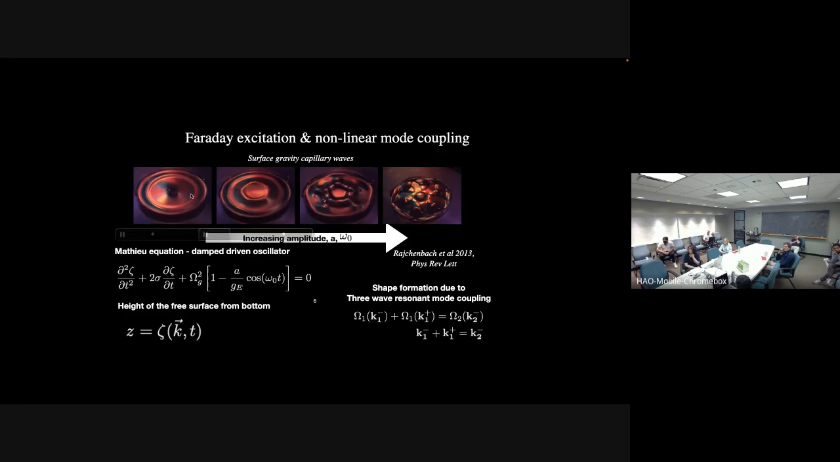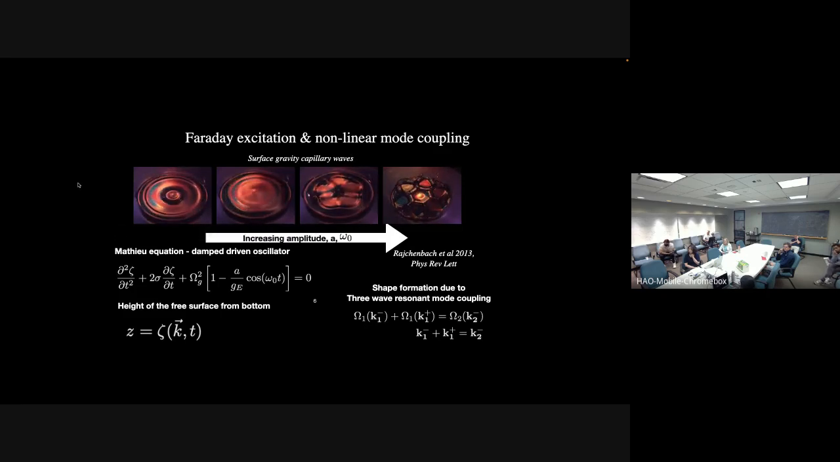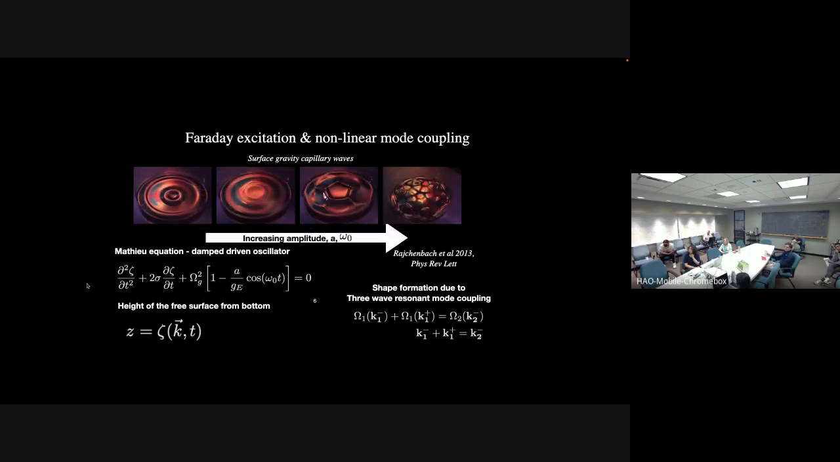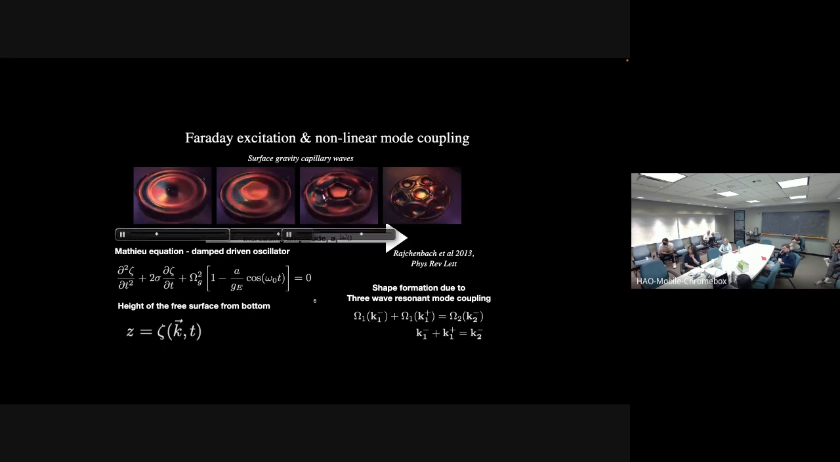And then the fluid starts vibrating because of what are known as surface gravity capillary waves. Those are excited in the fluid. This kind of behavior can be mathematically expressed in terms of what is known as the Mathieu equation, which is a general equation for a damped driven oscillator. So that's also a parametric equation, where zeta represents the distortion of the surface of the fluid.